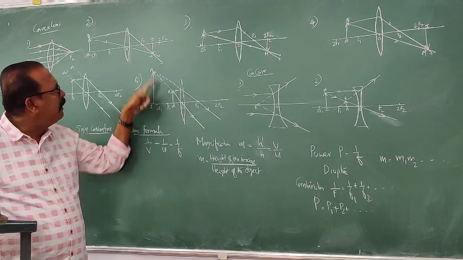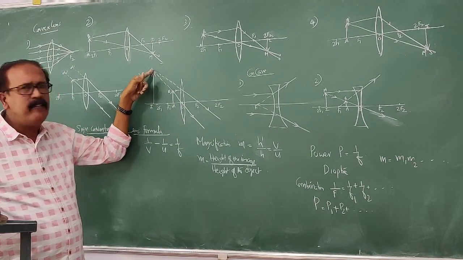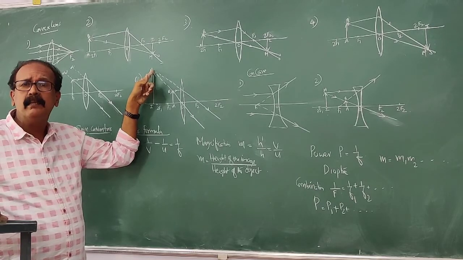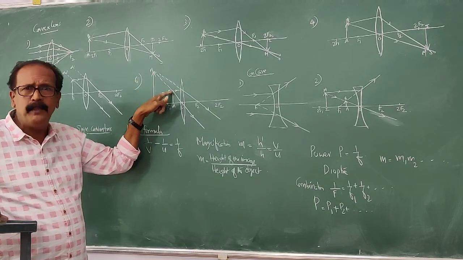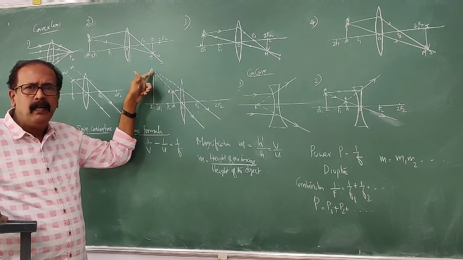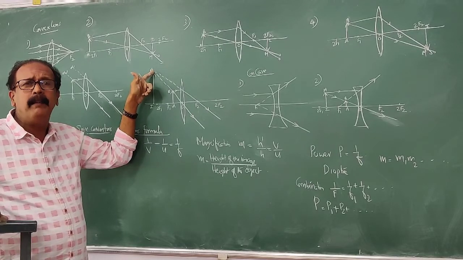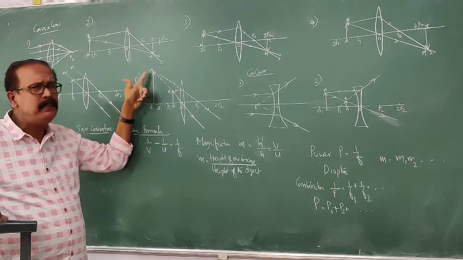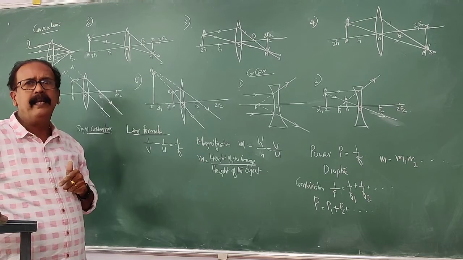Produce them backward. They meet at a point. This corresponds to the head of the image, because the ray starts from the head of the object. Where they meet corresponds to the head of the image. So you get an erect image, virtual image, enlarged image.